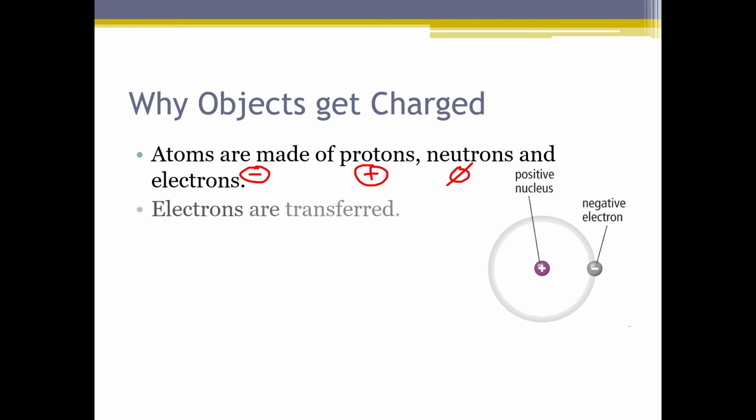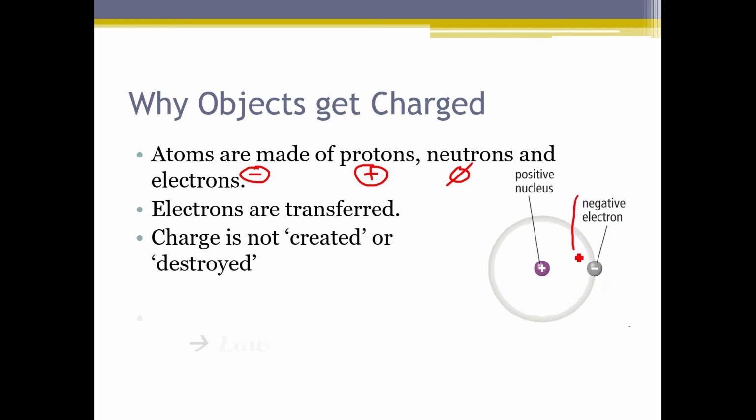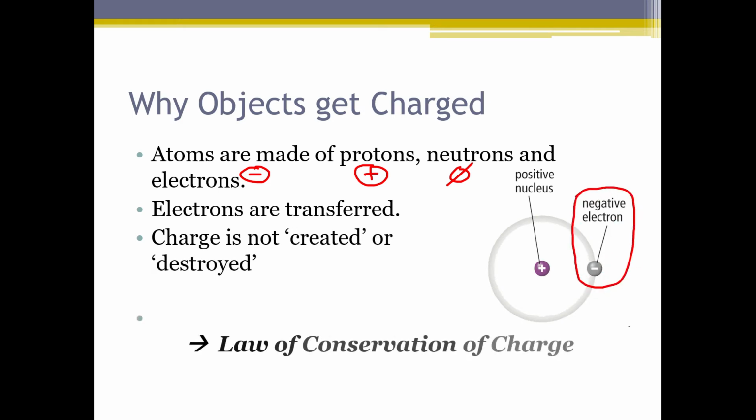Now, when objects get charged, the only thing that gets moved are the electrons, because the electrons sit outside the nucleus. And if you remember from Science 9, the outer electrons are loosely held to the nucleus. For particularly large atoms and molecules, the electrons in the outermost energy shell tend not to be very strongly held, so they can be moved around. So electrons can get transferred.